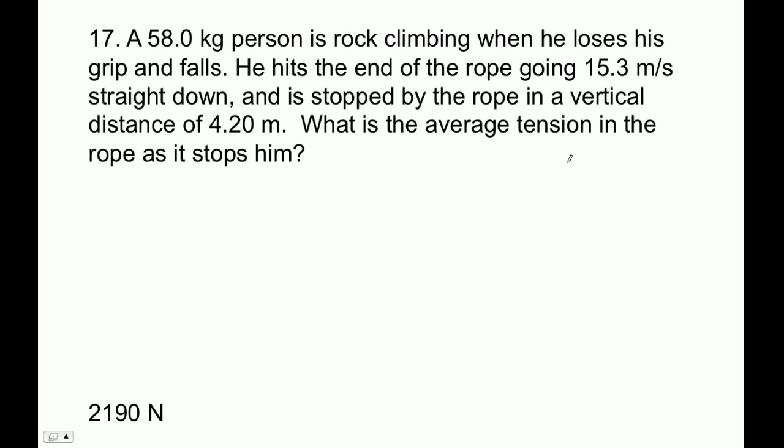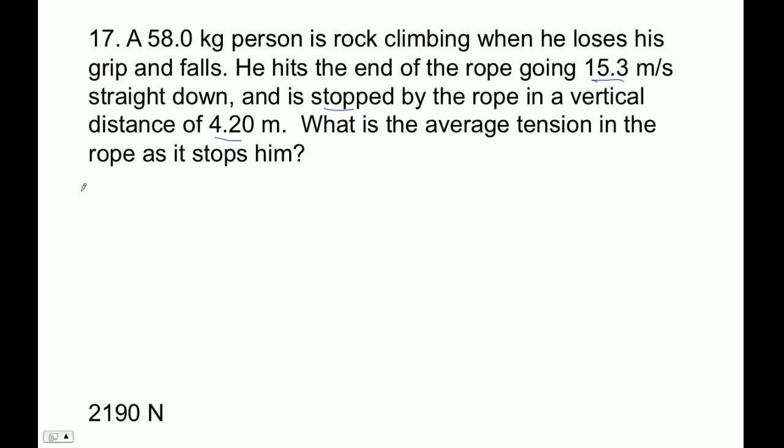Wow, a 58 kilogram person is rock climbing when he loses his grip and falls. He hits the end of the rope going 15.3 meters per second straight down and is stopped by the rope. Okay, so we've got initial velocity, final velocity, and a vertical distance of 4.20, right? So what is the average tension in the rope as it stops him?